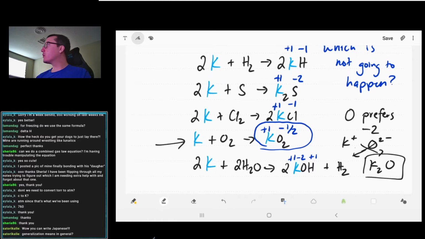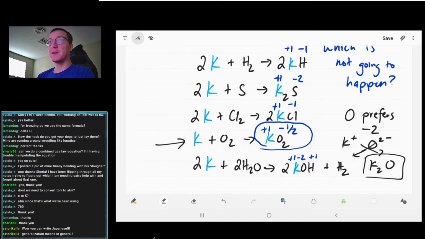So this particular question was basically: alkali metals do all of these reactions, right? If they were put in these situations, they would all behave the same way. However, the fourth one here is not something we would probably see happening. If we replaced all these Ks with sodium instead, we would get the same problem. Sodium could make sodium hydride or sodium sulfide or sodium chloride or sodium hydroxide, but it's not going to make this weird sodium superoxide thing. It would prefer to make Na2O.